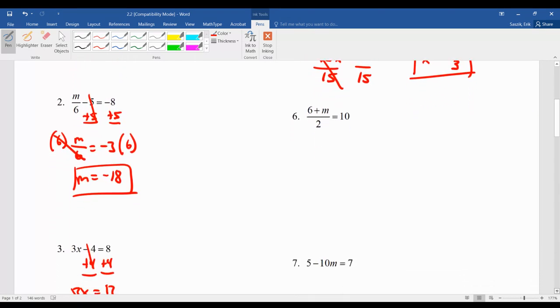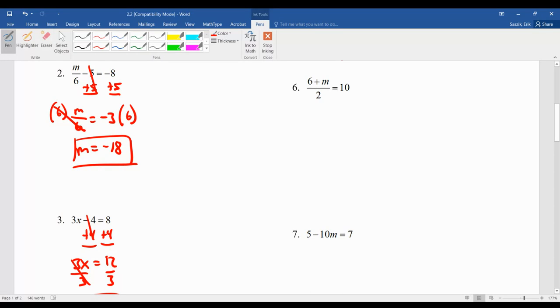All right, number 6. You see that our variable is in the numerator. So what we want to do is get rid of this denominator first. By multiplying by 2 on both sides, don't distribute this 2 to the top. You see, this 2 just cancels that out. So we have 6 plus m equals 20. Move the 6 over by subtraction, and there you go, m equals 14.